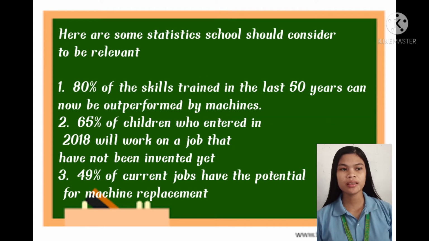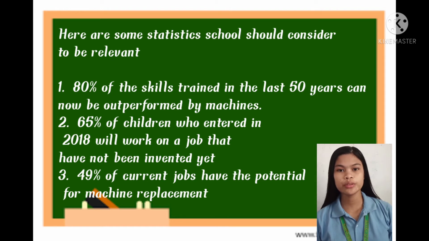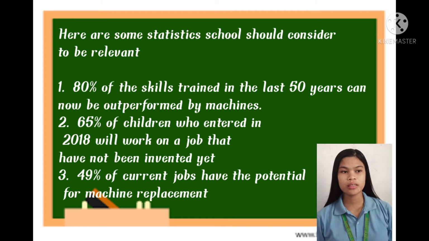Here are some statistics schools should consider to be relevant. The first one is 80% of the skills trained in the last 50 years can now be outperformed by machines. The next one is 65% of children who entered school in 2018 will work in a job that has not been invented yet. The third one is 49% of current jobs have the potential for machine replacement.